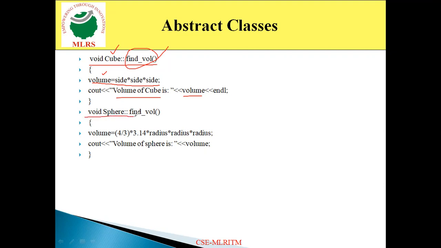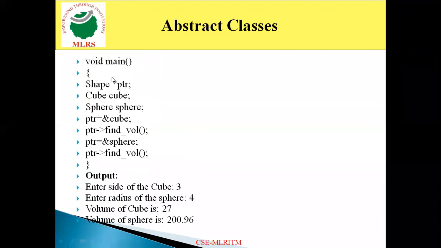Then I define the find_val function in the sphere class, which is used to find the volume of the sphere using the formula 4 by 3 into 3.14 into radius into radius into radius. I calculate the volume of the sphere and store it in the volume variable, and print the volume of the sphere on the output screen. Then close the function and go to the main function.